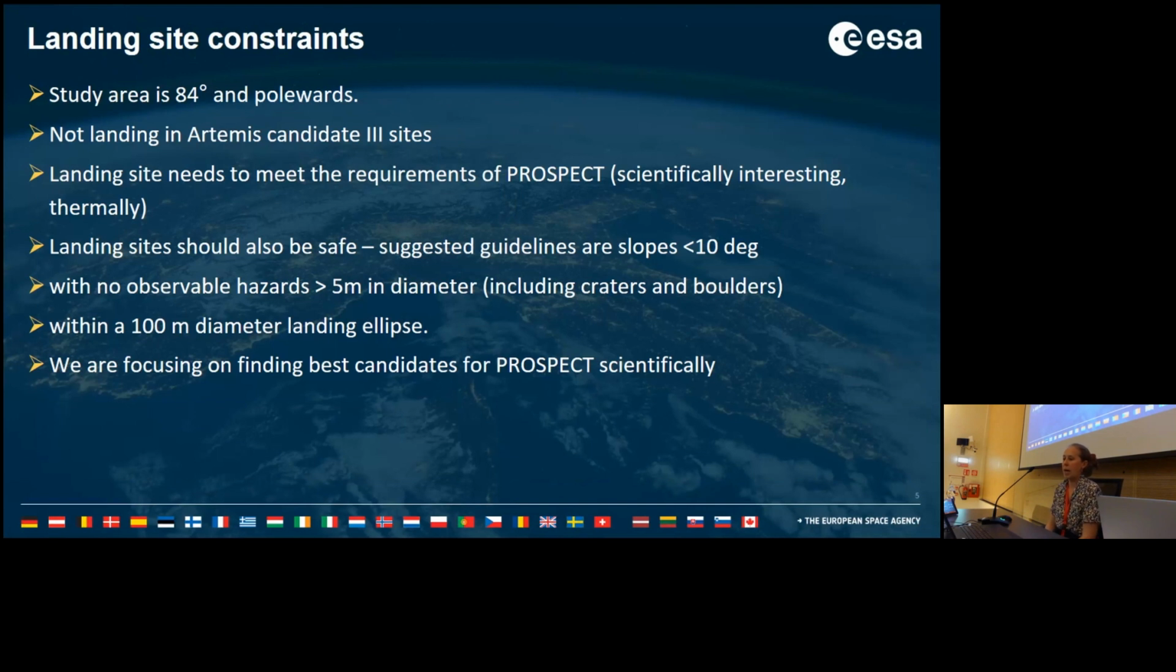So what were the constraints that we had? We were asked to look for an area that was within 84 degrees and poleward, so going towards the South Pole. We were required not to land in an Artemis Candidate 3 site. And the landing site needs to meet the requirements of Prospect, particularly scientifically interesting thermally. It should be a safe site, therefore where there were slopes of less than 10 degrees and with no observable hazards, or as few as possible, that were greater than 5 meters in diameter, in particular craters and boulders. We had a 100-meter diameter landing ellipse, and for this study we were focusing on finding the best candidates for Prospect scientifically.